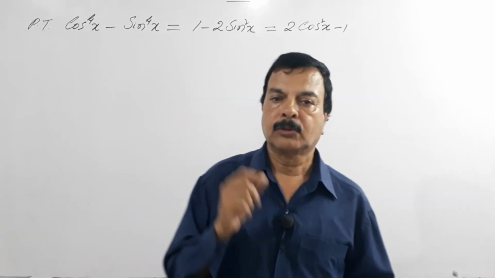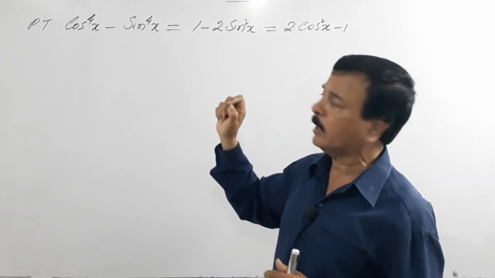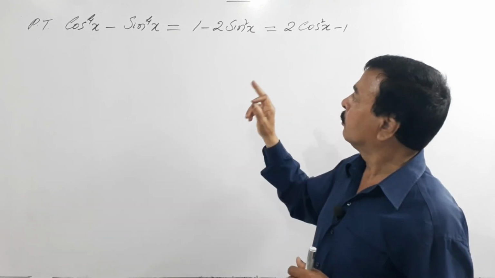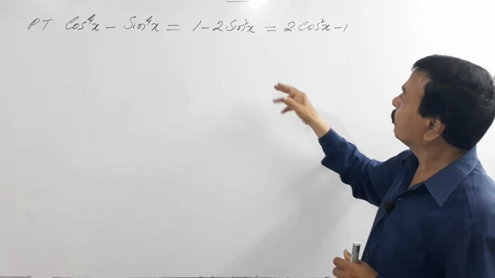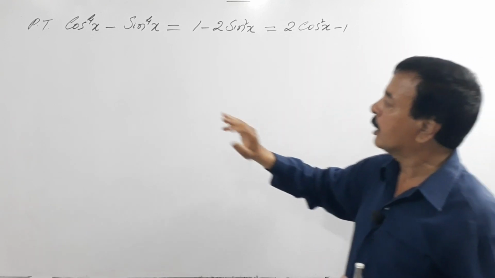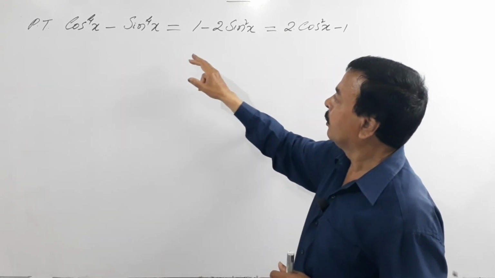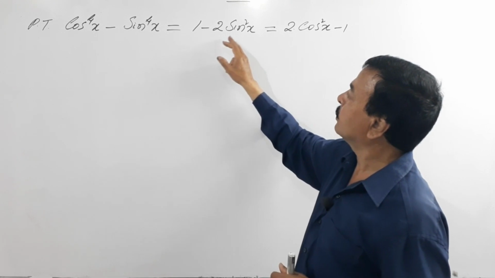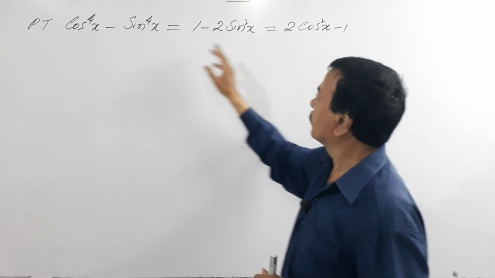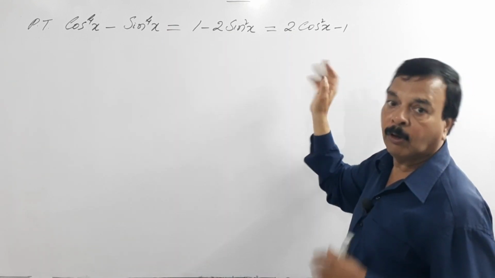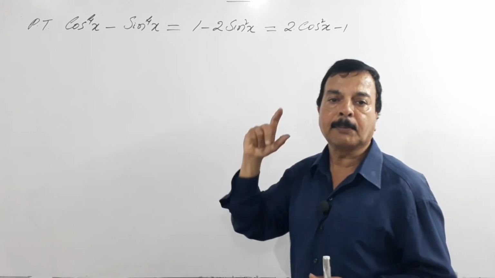So I love this. Dear students, we have a problem. Prove that cos to the power of 4x minus sin to the power of 4x equals 1 minus 2 sin square x. That is also equal to 2 cos square x minus 1. In the examination, we may be asked to prove cos to the power of 4x minus sin to the power of 4x equals 1 minus 2 sin square x, or equals 2 cos square x minus 1, or he might ask to prove both cases. It depends upon the examiner.